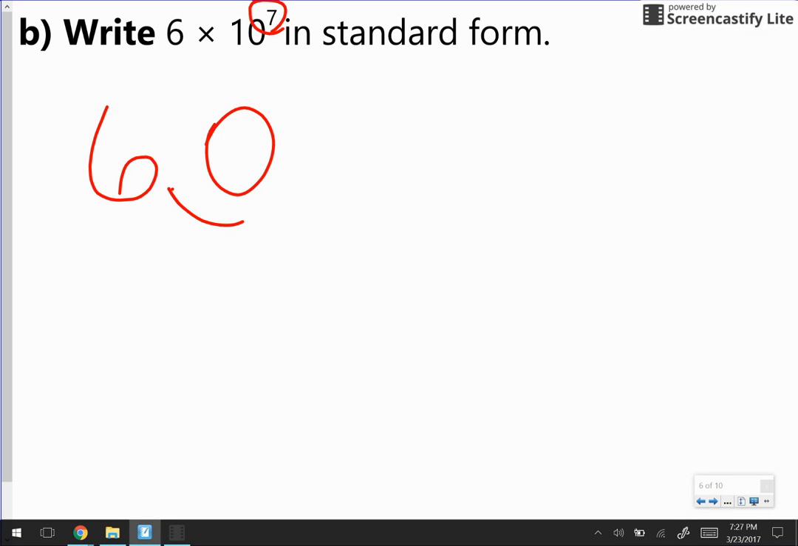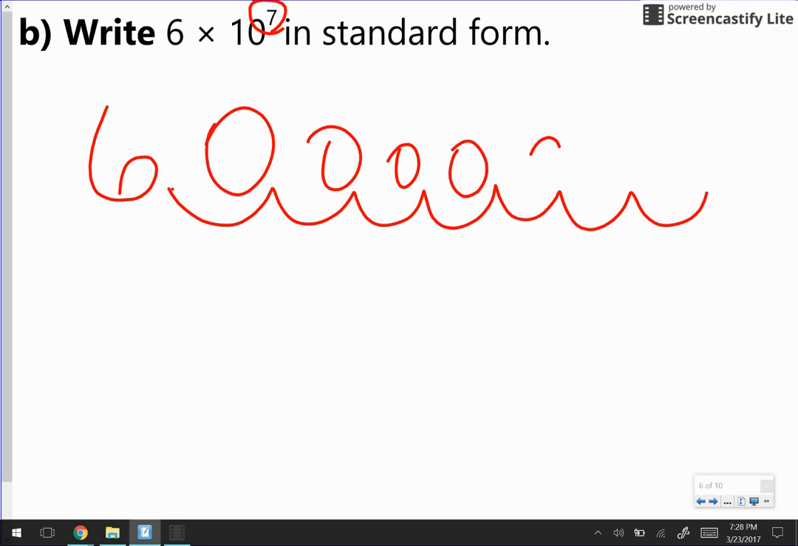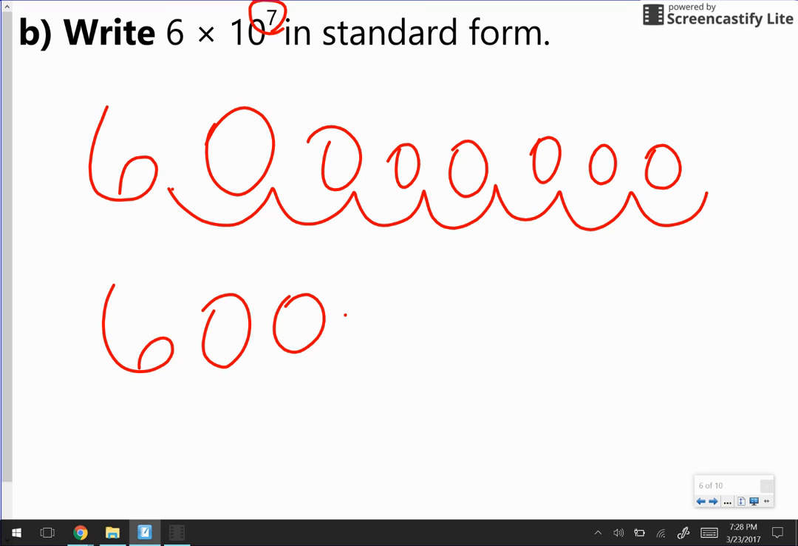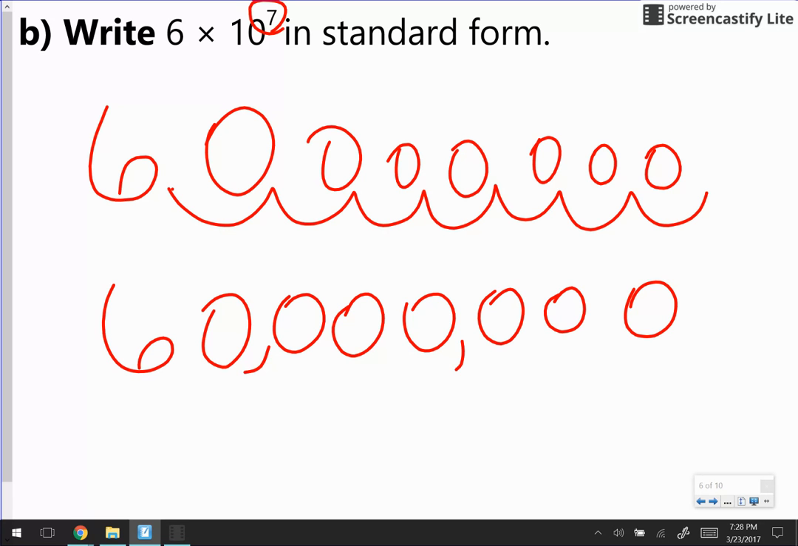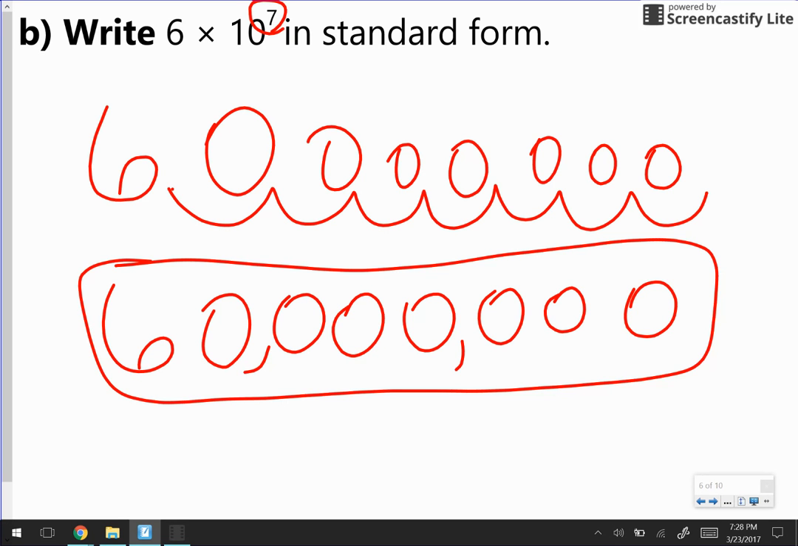Here we go. Once we're done moving our decimal 7 times to the right, we'll fill up the empty spaces with zeros and then rewrite without any decimal swoops, for our grand total of 60 million. Notice how big 60 million is and how small we were able to write it with scientific notation, just like we mentioned before.